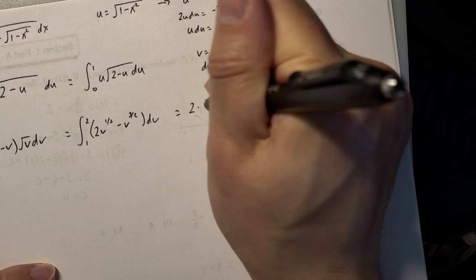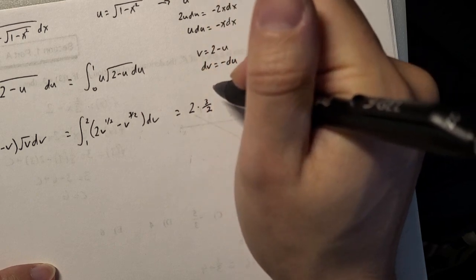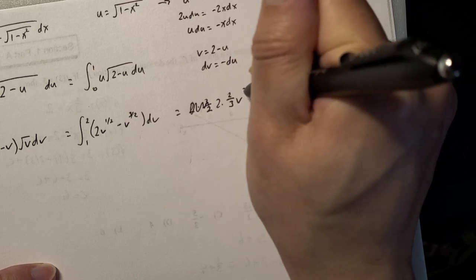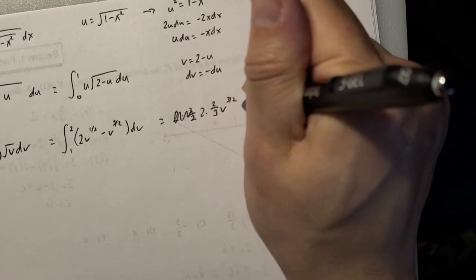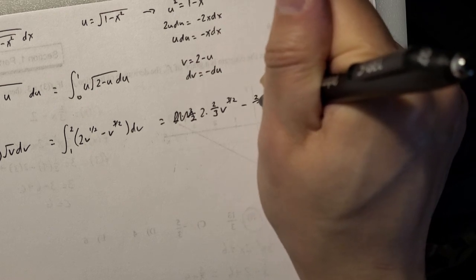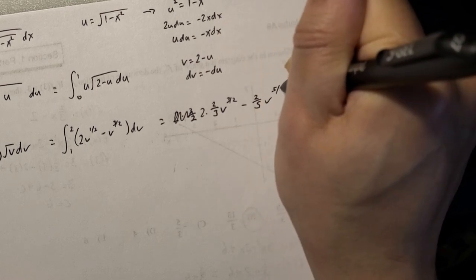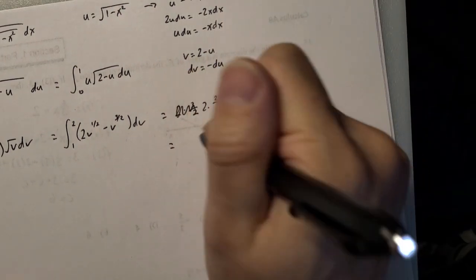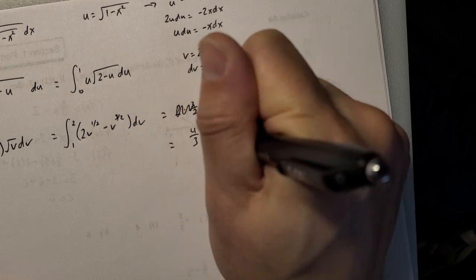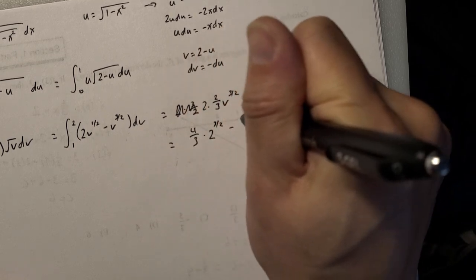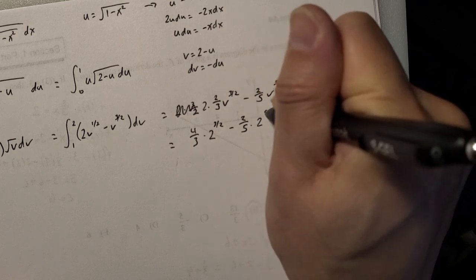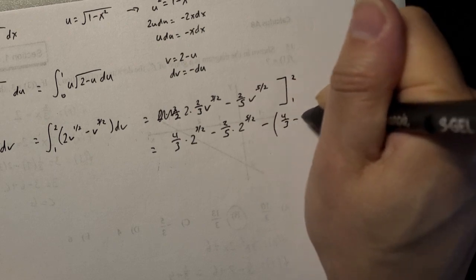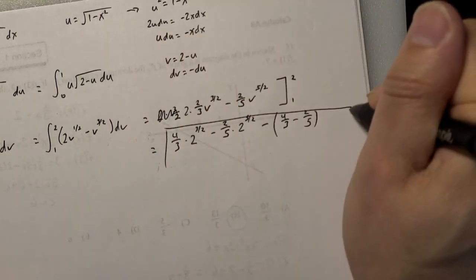2 times 3 over 2. 2 times 2/3 v to the 3/2 minus 2/5 v to the 5/2. We evaluate this from 1 to 2. So this is 4/3 times 2 to the 3/2 minus 2/5 times 2 to the 5/2, minus parentheses 4/3 minus 2/5. This should be your answer.